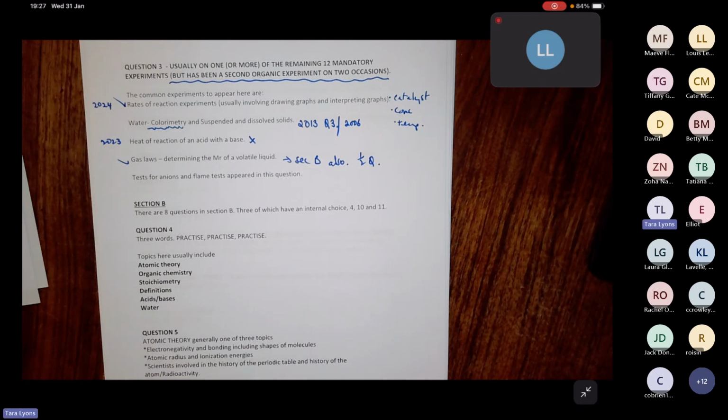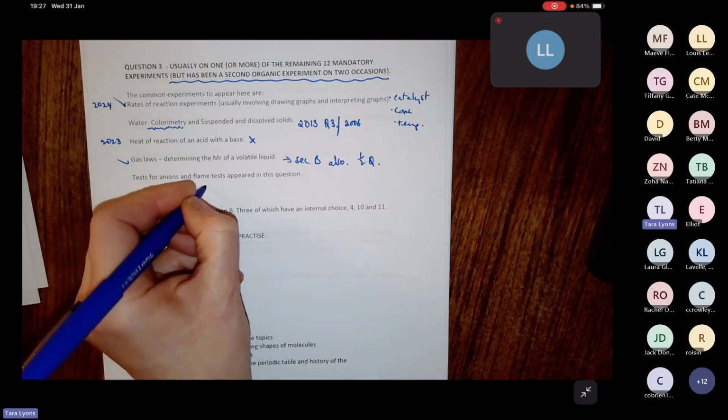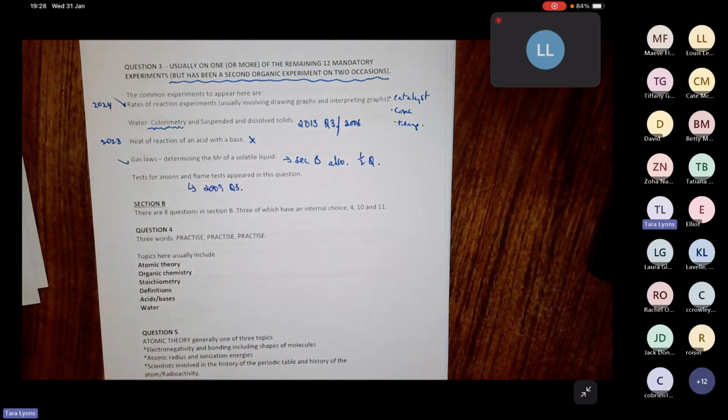Now your test for anions and your flame tests have come up in question 3 as well. Test for anions and flame tests. A good question to look for this is 2009 question 3. So I'm suggesting questions that you might have a look at, to help prepare for these experiments. And again, you have 5.5 months to do so. There's no reason, if you're willing to put in a little bit of time and effort, to try these questions out.